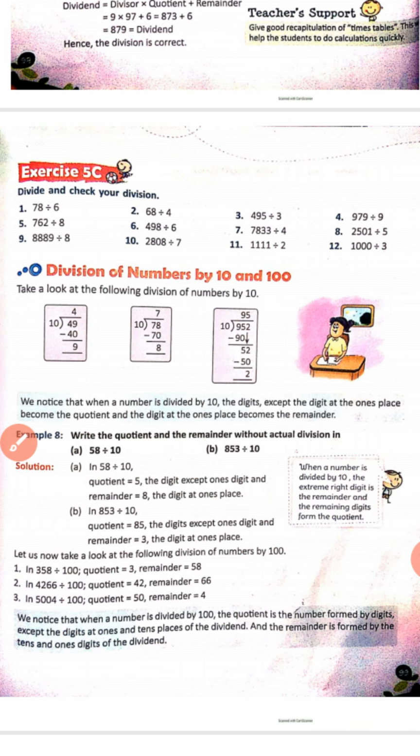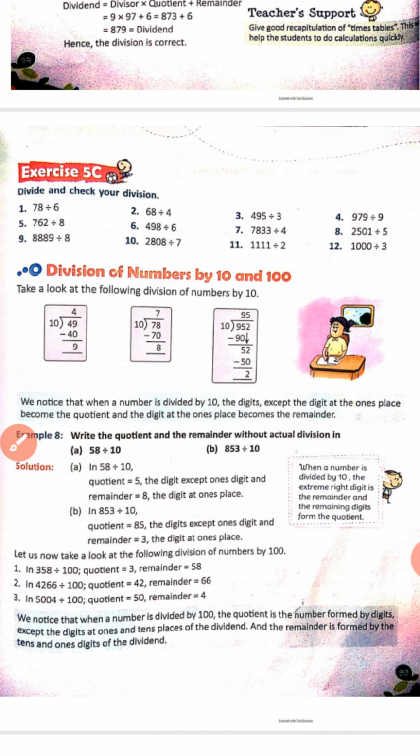So students, you can see that when we divide any number by 10, the ones place digit will be the remainder and the remaining digits will be the quotient. So easily we can find the quotient and remainder when we divide by 10. No need to divide by the long method.